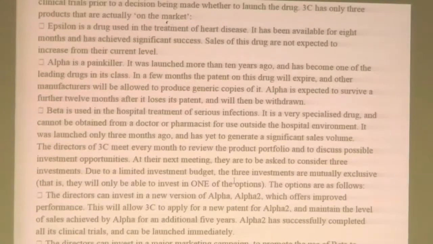So if you look at alpha, it is a painkiller.